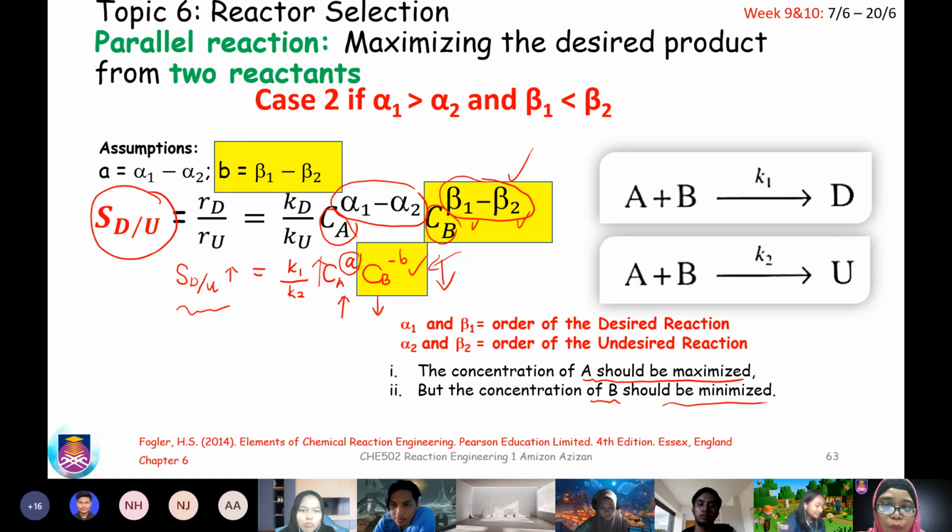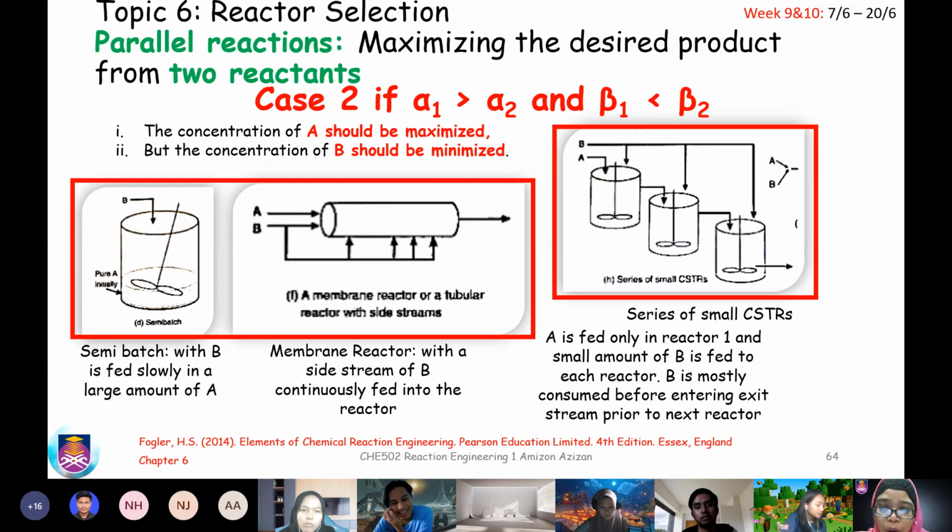So how do we do that? Which reactor scheme should we choose, having high A and low B? There are 3 options that you can propose. Let us look at the first proposal, which is using semi-batch, where we have 2 different streams. The first stream feeds pure A initially. During the reaction, you feed in A, and the A is pure. That will ensure that the concentration of A is high in comparison to B, because we add the B later on at a different stream.